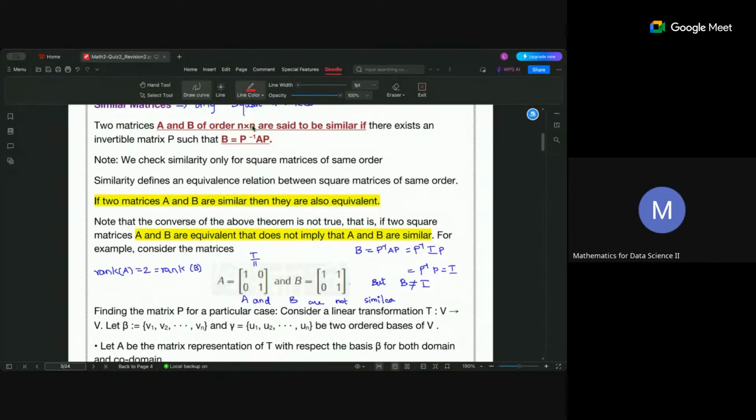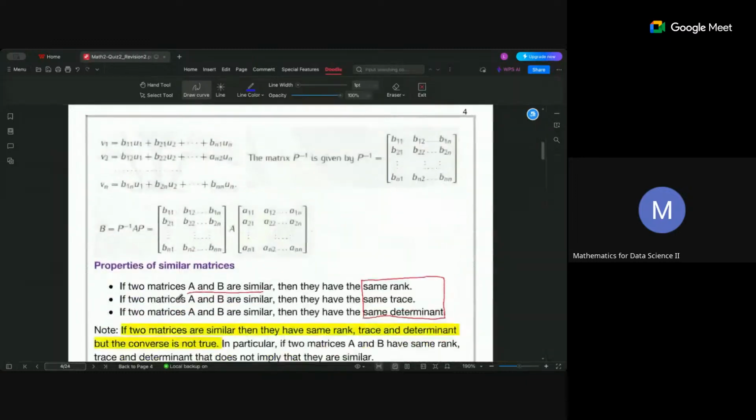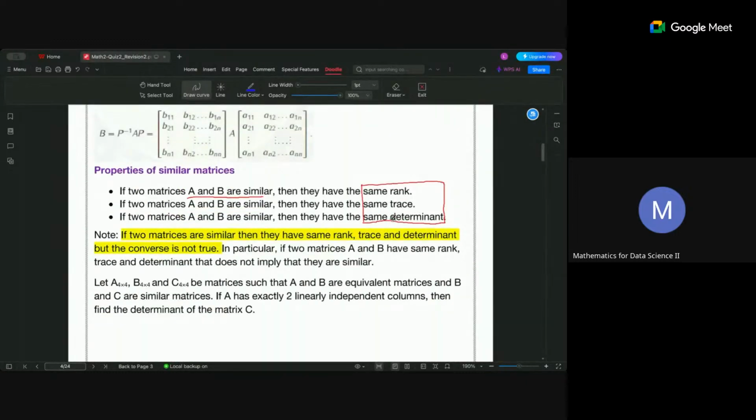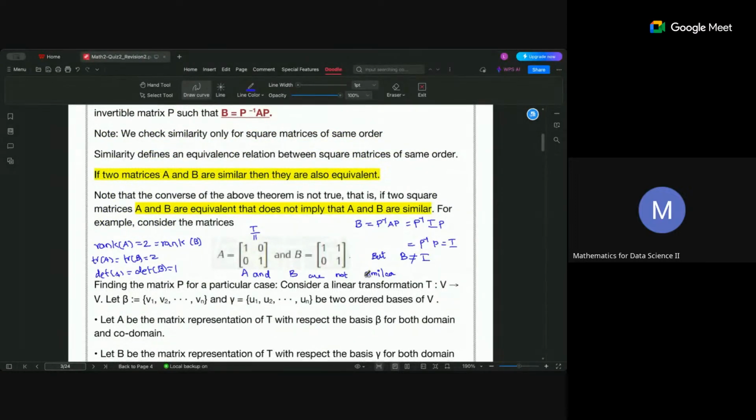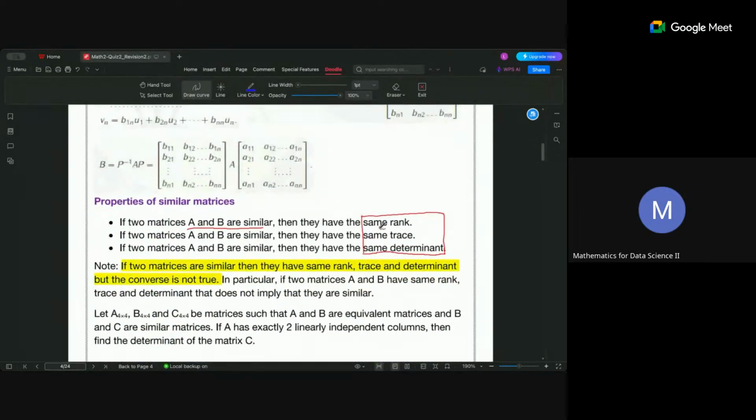So what is the trace of these two matrices? Trace of A is equal to trace of B is equal to 2. What is determinant of A? 1. What is determinant of B? 1. Both are same. So here you see that you have same rank, same trace and same determinant, but these two matrices are not similar. Okay, so similar matrices can have these properties, but these properties do not guarantee that the matrices are similar.